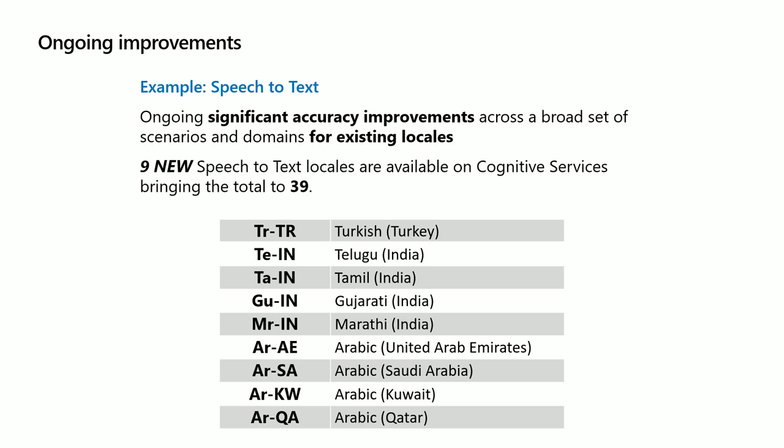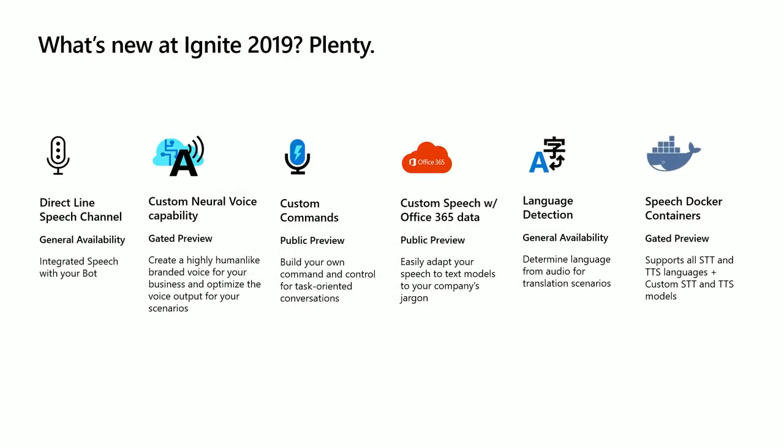Now, we're not only adding features to our services, but we're continuing to improve the accuracy of our existing locales across a broad set of scenarios and domains. And we're adding, for speech-to-text, new locales, which brings our total for speech-to-text to 39 languages. As you can see, it's primarily Indian languages and Arabic languages. So what else is new? The first three things I'm actually going to talk a bit more about later in the talk, so let's just focus on the last three here.